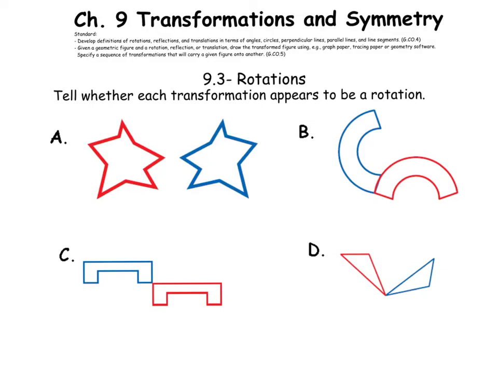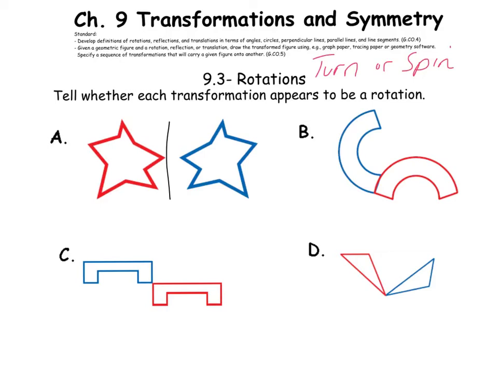Alright, so now we're doing 9.3 and we're doing rotations. Rotations. We all know rotations are what? A turn or a spin, right? Alright, no problem. So we look at these first four examples just like the others, and we figure out which one of these is a turn or a spin, and I'm going to draw that imaginary line sort of between these guys.